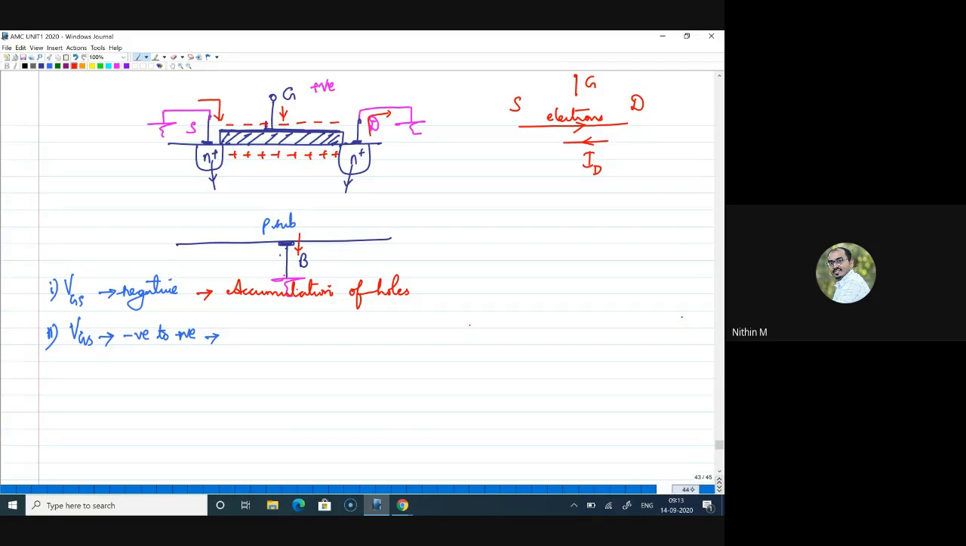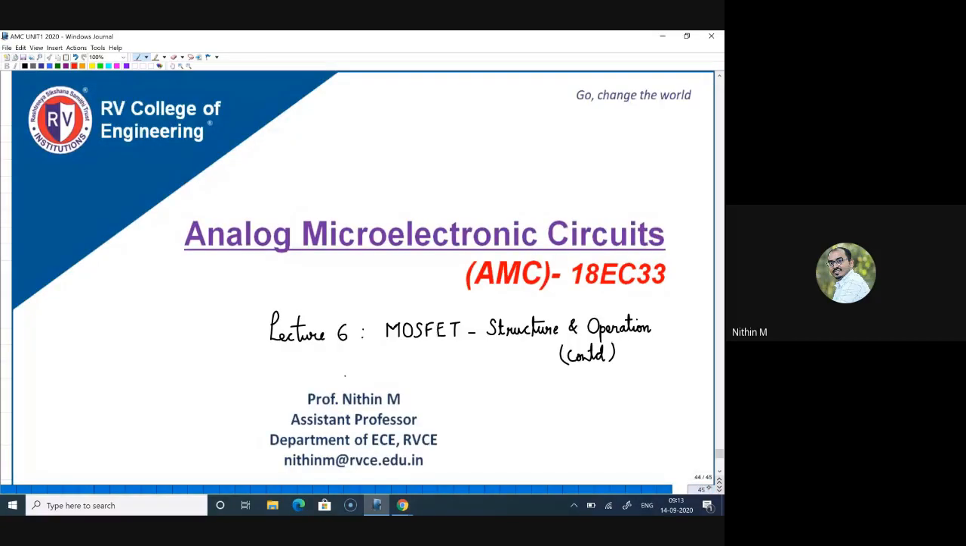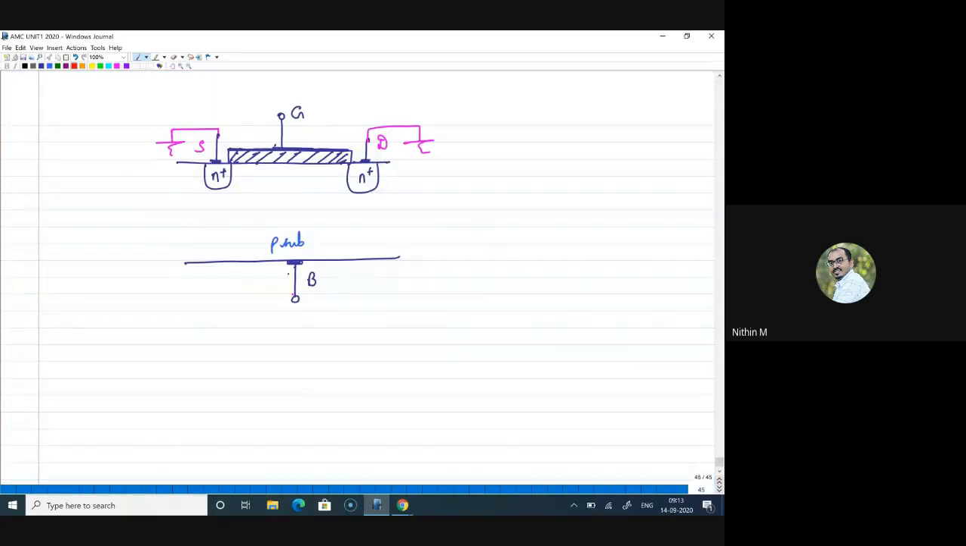Now from today's class, we'll see how this device responds if I apply a positive voltage. So the first case is over. My first case was applying VGS negative, which resulted in accumulation of holes.